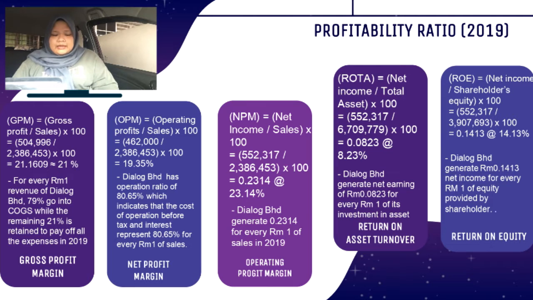And the last one is return on equity, where Dialog Group Berhad generates 0.1413 of net income for every 1 ringgit of equity provided by the shareholder. It means that for 1 ringgit of equity provided by the shareholder, 14.13% of it is net income for Dialog Group Berhad.